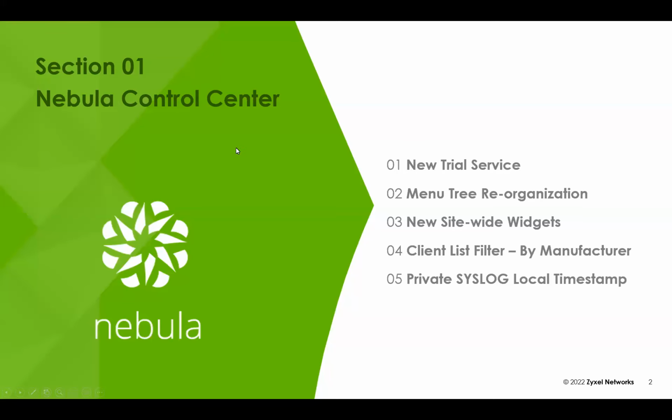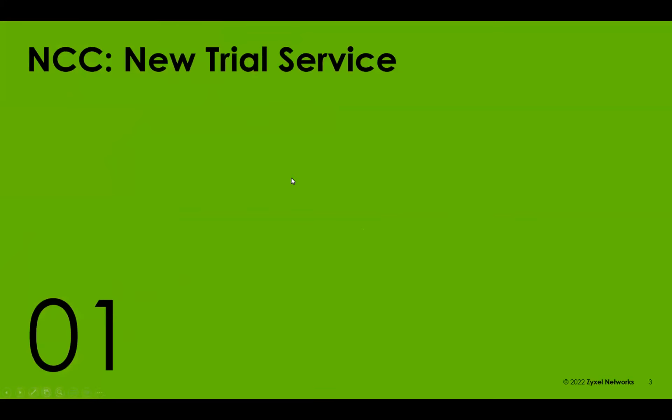So a little bit of the table of contents of the things that we'll be covering today. The first thing we're going to talk about is our new trial service that is available. And then we're going to look at the tree menu reorganization, the new site widgets that are available, client list filter by manufacturer, and the private SYSLOG.